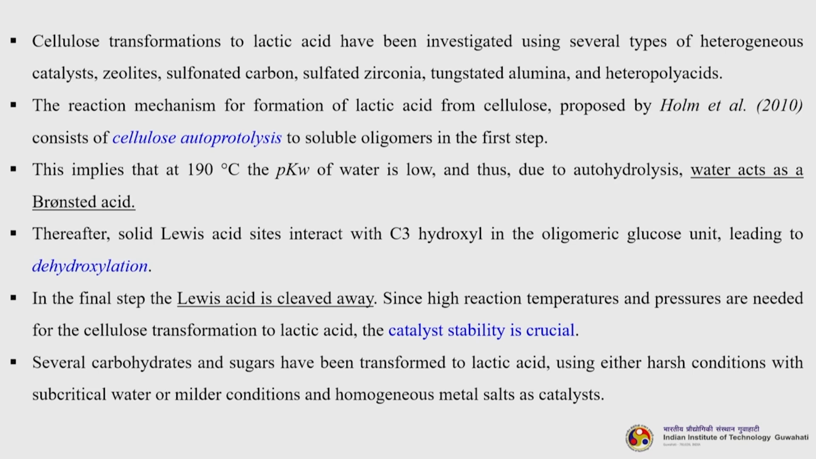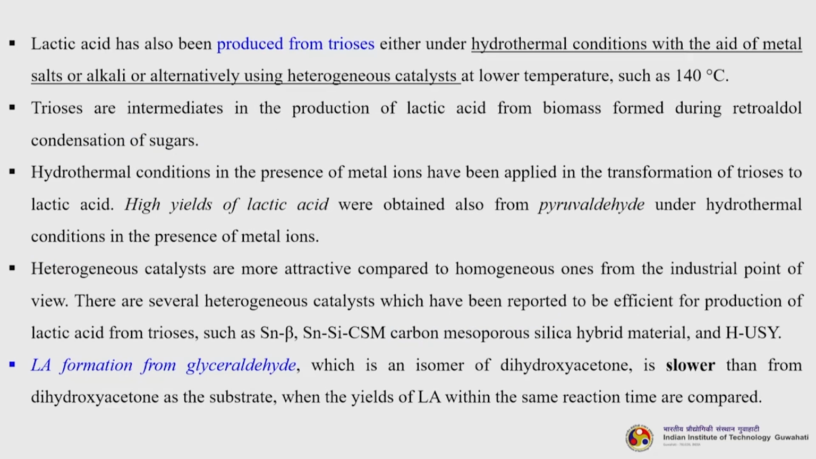Since high reaction temperatures and pressures are needed for the cellulose transformation to lactic acid, the catalyst stability is a very crucial factor. Several carbohydrates and sugars have been transformed to lactic acid using either harsh conditions with subcritical water or milder conditions and homogeneous metal salts as catalyst. Lactic acid has also been produced from trioses either under hydrothermal conditions with the aid of metal salts or alkali, or alternatively using heterogeneous catalyst at lower temperatures such as 140 degrees centigrade.